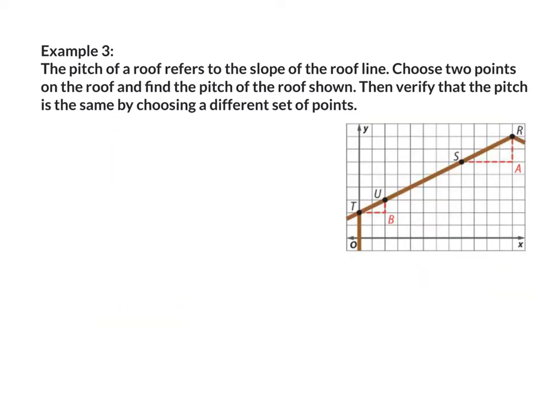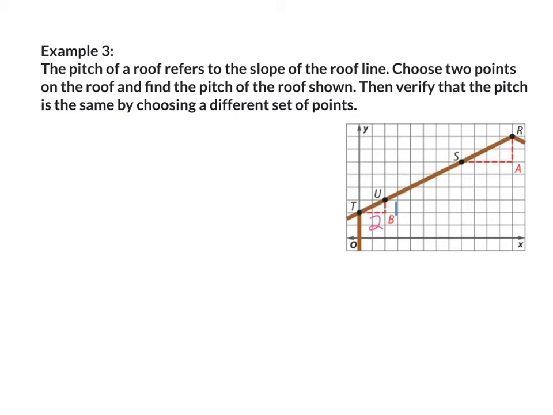Example number 3. The pitch of a roof refers to the slope of the roof line. Choose 2 points on the roof and find the pitch of the roof shown. Then, verify that the pitch is the same by choosing a different set of points. So we're going to start with the small triangle. The rise is 1. The run is 1, 2.